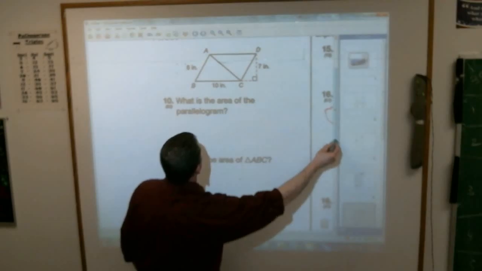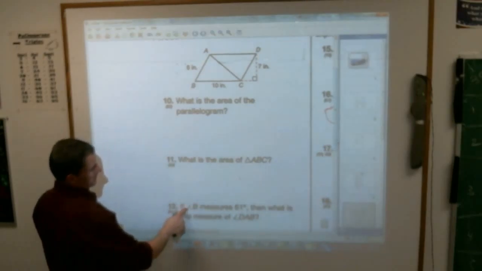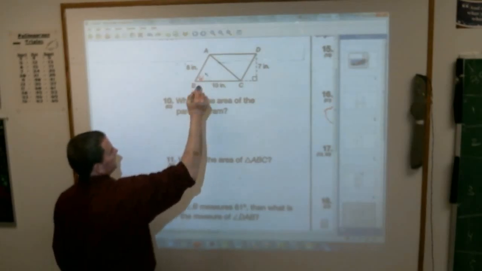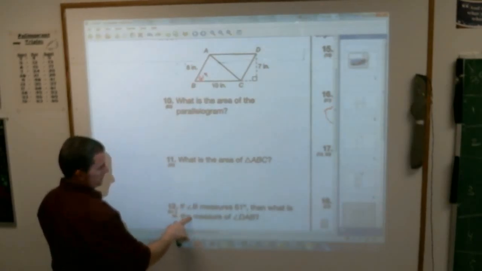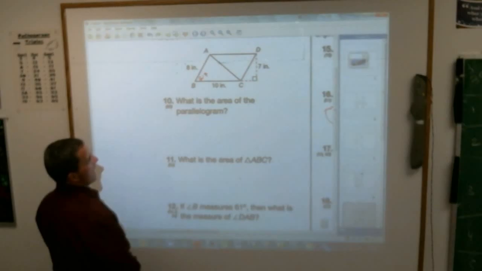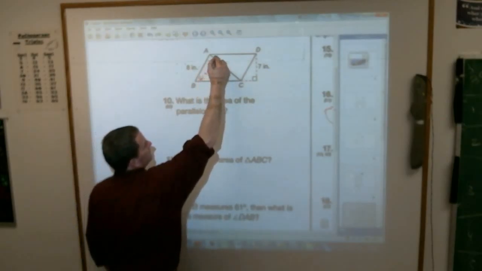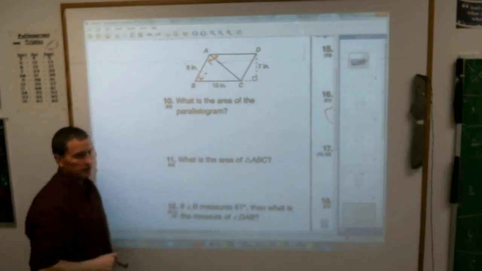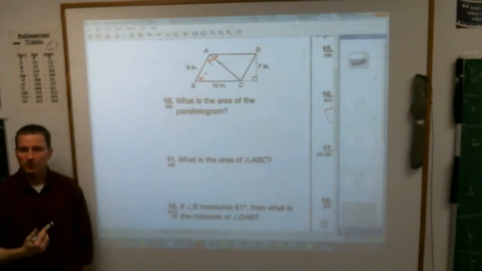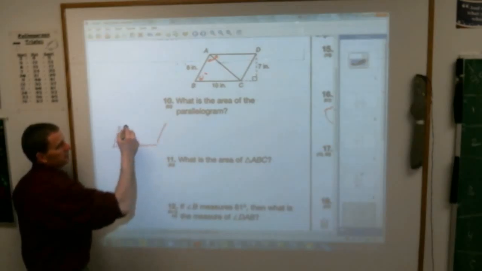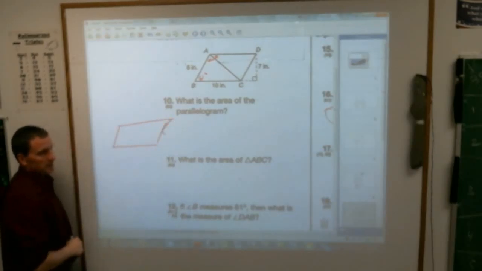This one right here? 12 says if angle B measures 61 degrees, that's right here, correct, then what is the measure of DAB? Anybody want to help me out here? There is a thing that says with parallelograms, children, and I'm pretty sure we talked about this.